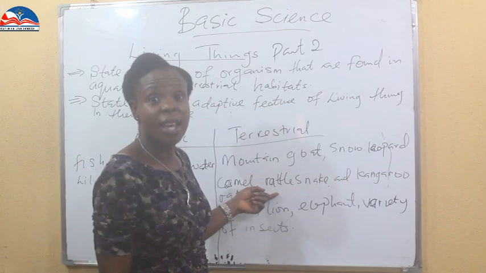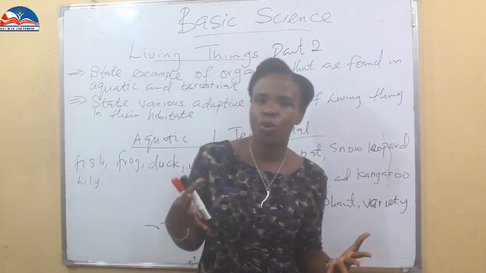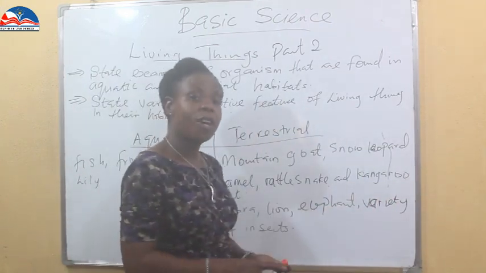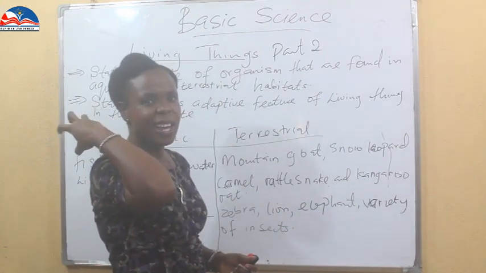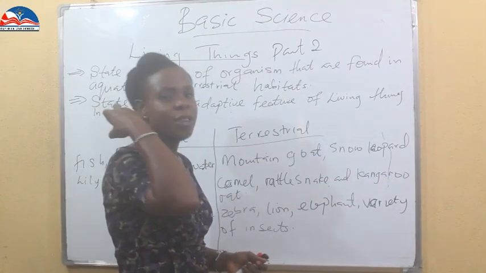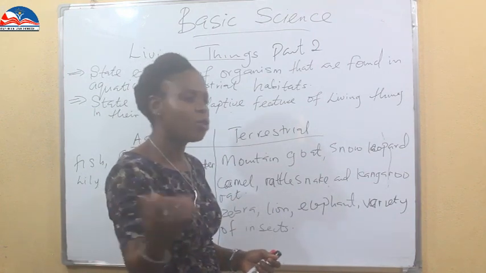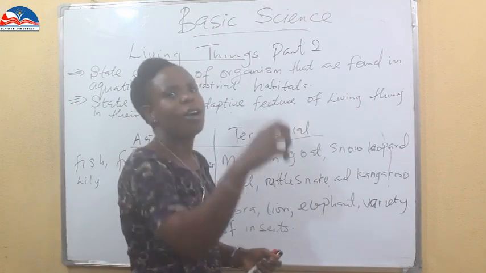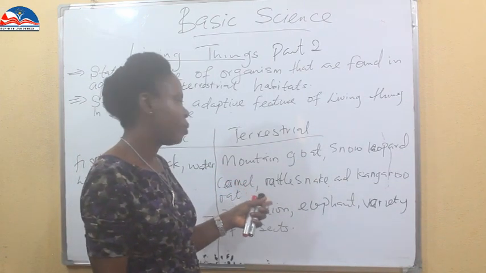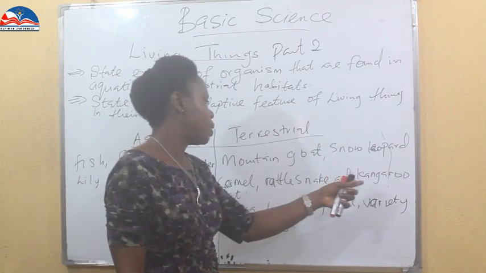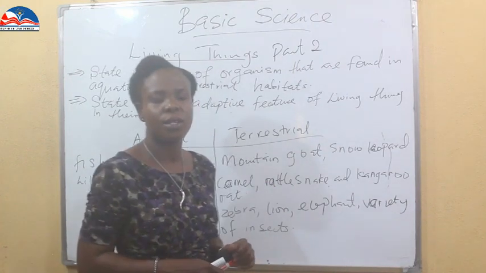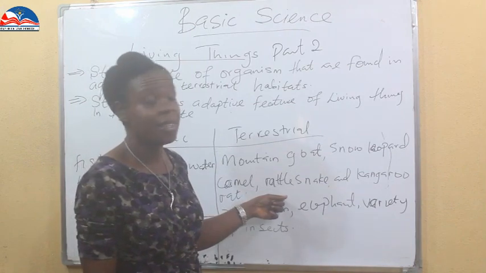We go to the next one, which is the deserts. Deserts will have little water in that area. So animals like the camel: you look at the hump of a camel, there it stores its water that takes care of the living condition of the camel over a period of time, even if there is no water for the camel to drink. The reservoir gives it water at every point in time. Camel, rattlesnake, and kangaroo rats. All of these living organisms live in the deserts. They exist in the deserts.